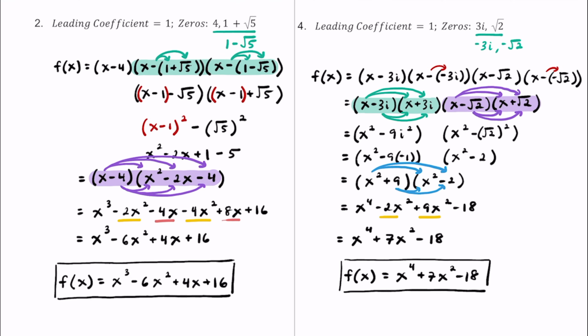So there you have 4 different examples of using zeros that were given to find out the polynomial written in standard form.